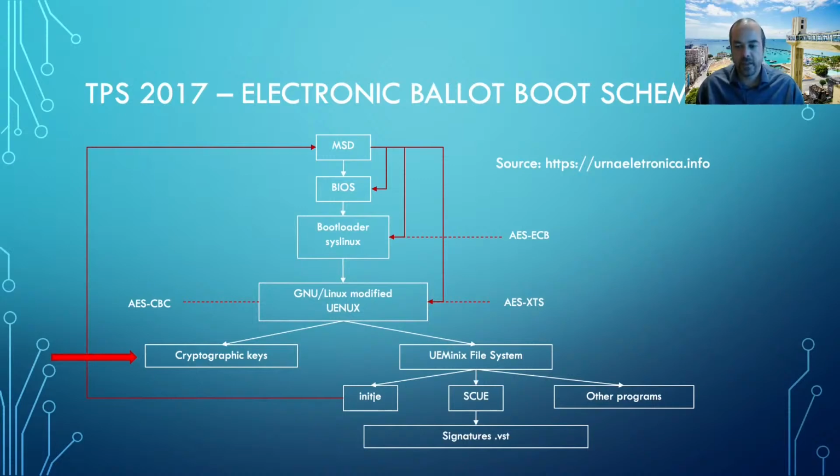The bootloader has an AES key that decrypts the kernel, and the kernel has another key that decrypts the file system. The file system itself is not encrypted, but the blocks are. Inside this file system, you have the programs, including the voting program. You have signatures from all the binaries and all the libraries and all the files that go there. And you have some cryptographic keys that are used to sign something that goes out from the ballot. So our target was to decrypt these cryptographic keys and perhaps use them for something malicious.